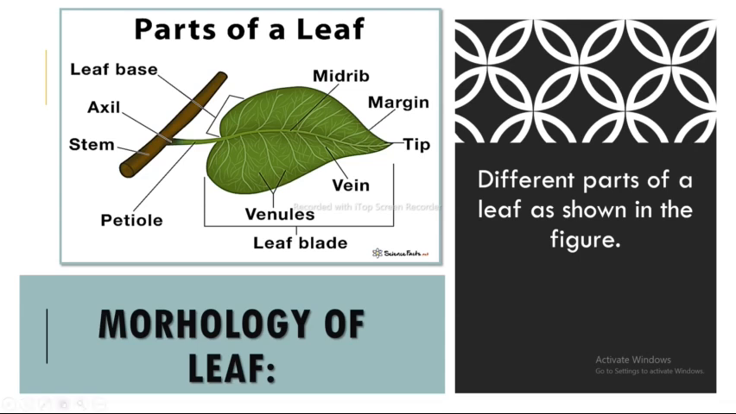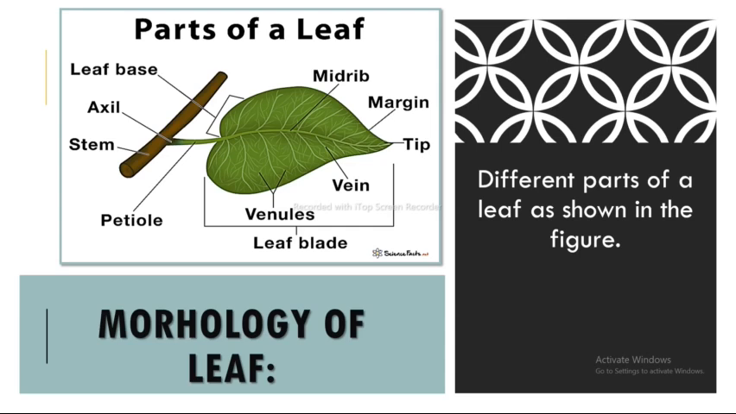These are more small veins, and these are the venules. All of these constitute the leaf blade, and this is the stalk-like portion or thin portion of the leaf which is known as petiole. This is leaf base, and this is the axil of the leaf, and again this is the stem. Now the question is, what is meant by the venules?